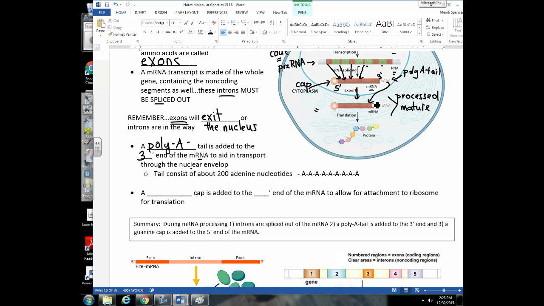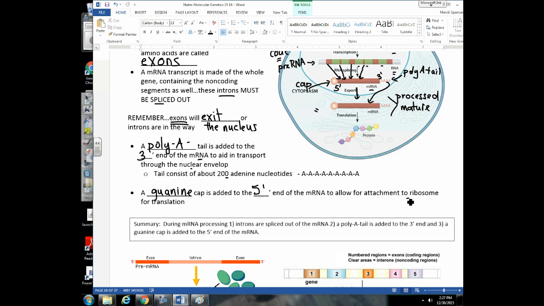Now that tail again is just made of nucleotides, RNA nucleotides that have the base adenine on them, and it's repeated over and over and over again. Sometimes you get about 200 of these RNA nucleotides with adenine added to the end as part of the tail. Now the cap sometimes is referred to as a guanine cap. And again, it's added to the 5' end of the mRNA. And we're going to see that that cap is important for translation. It allows that ribosome to attach the mRNA so translation can begin.